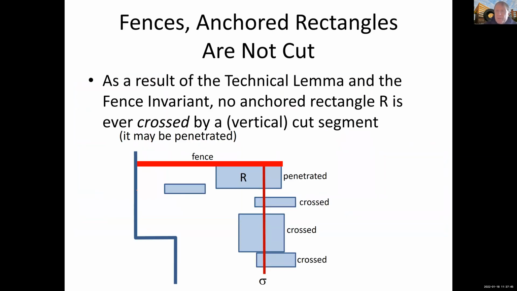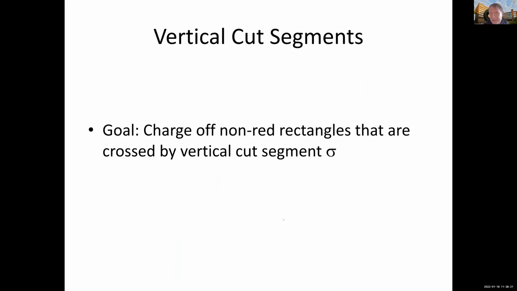Now, fences, remember, provide us protection. We make sure that we never cross a fence with a vertical portion of a cut. However, a vertical portion of a cut can penetrate one rectangle on its top or bottom. Those that it does cross, these rectangles will have to be paid for. We won't try to pay for the penetrated ones, but the crossed ones. So all of the non-red rectangles that are crossed by vertical cut segments have to be paid for. The red ones we don't care about. Remember, non-red ones are at least half, and those are the ones we're focusing on.